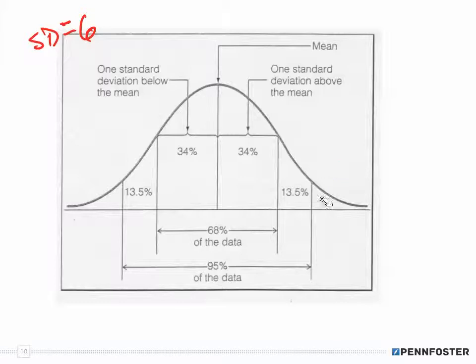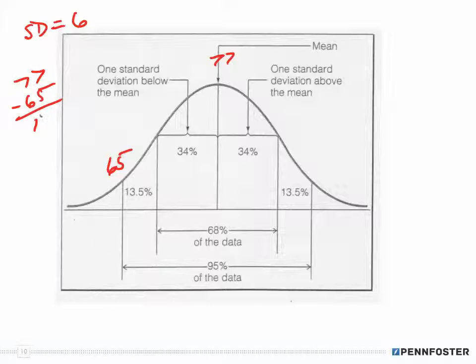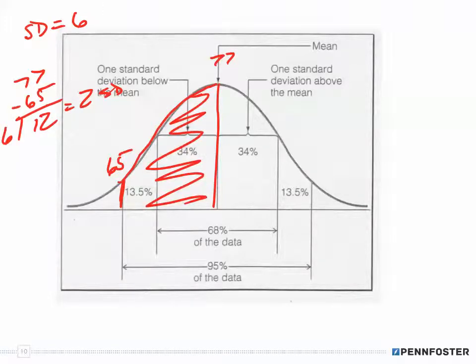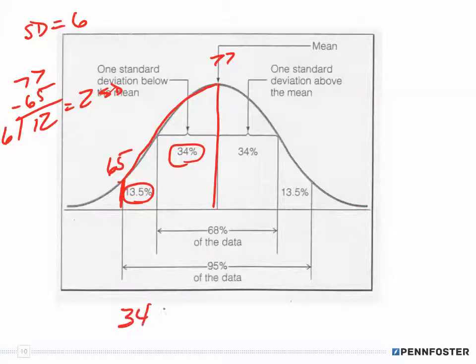You have to pay attention to the terminology so that you know what you're looking at. 77 is the mean. One standard deviation is 6 points off, and it was telling us 65, right? Well, 77 minus 65 is 12, and we're dividing it by a standard deviation of 6, which means I'm 2 standard deviations off. That's how I know where the 65 goes. And the question is asking me what's between 65 and 77. What's this area right in here? Right? Well, that area right in there is the 34 for one standard deviation, 13.5 for the other. So 34 plus 13.5 is 47.5 as the percentage between 65 and 77.